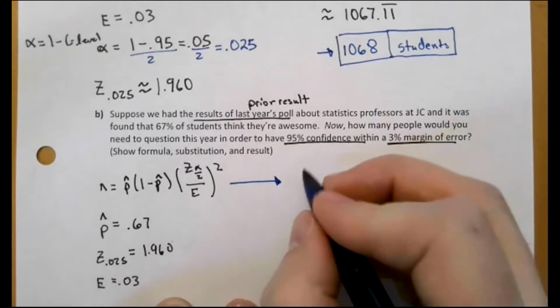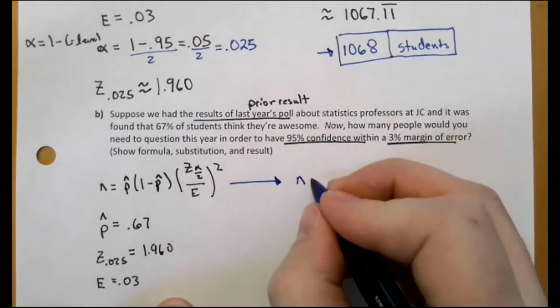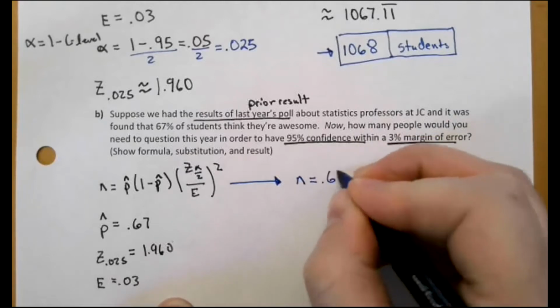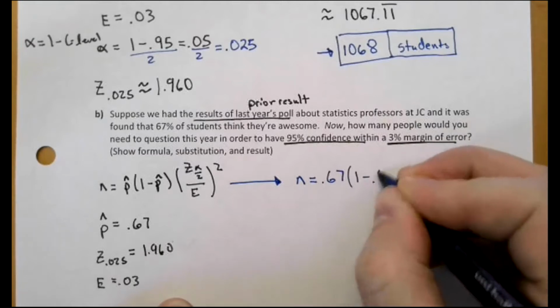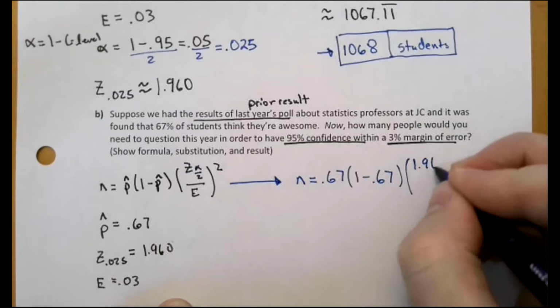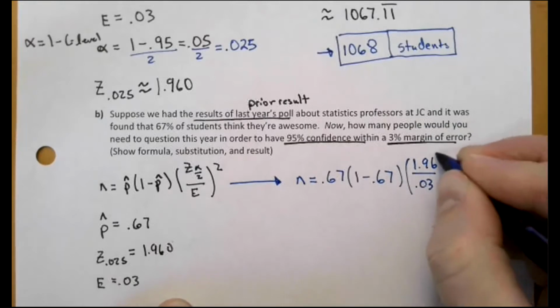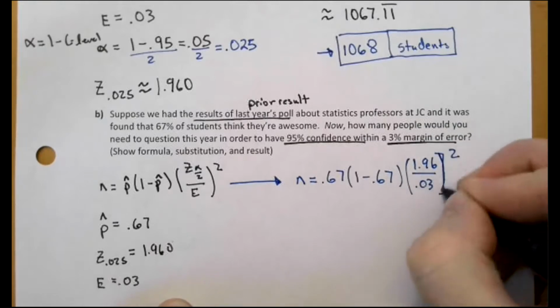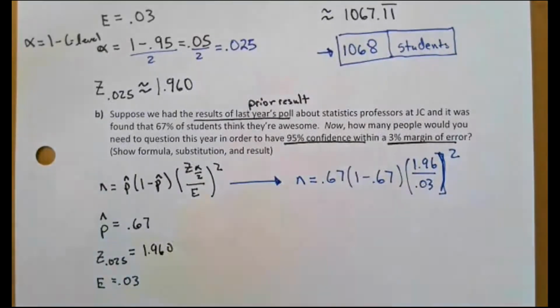Okay, so I'm going to put all the numbers in, and then we'll run it through the calculator. So we have 0.67 times 1 minus 0.67, all times 1.96 divided by 0.03 squared. Oops, I don't know why I bracketed it that way.